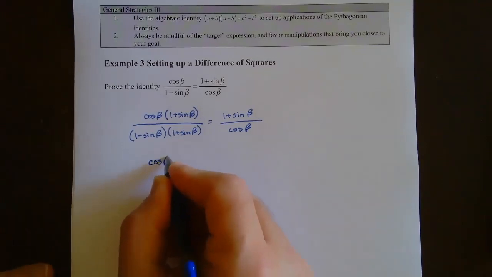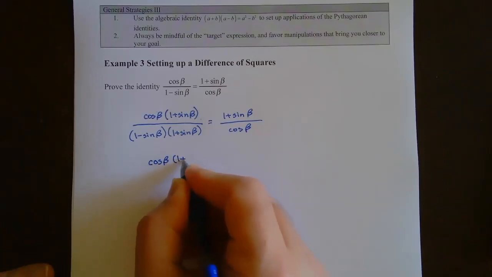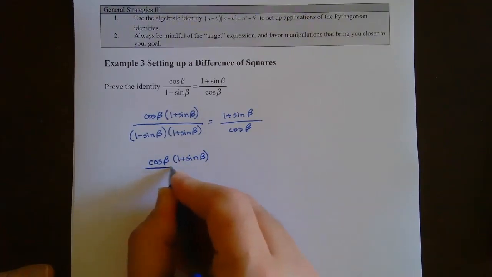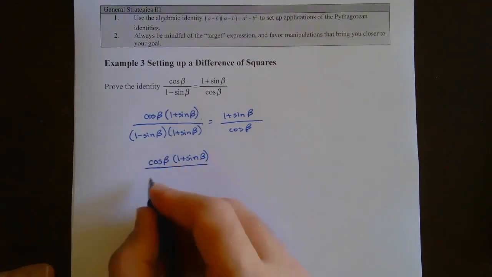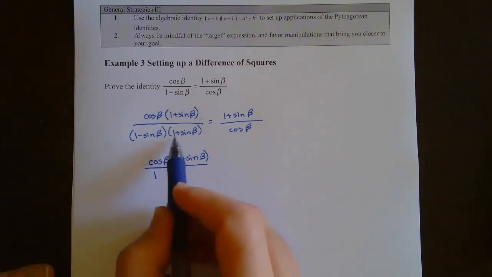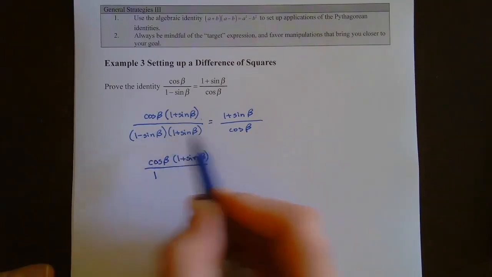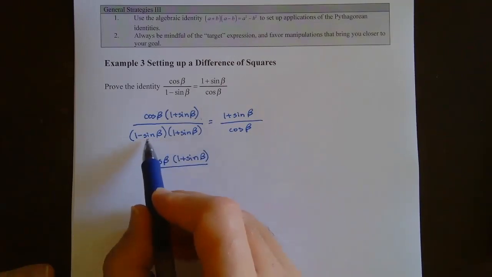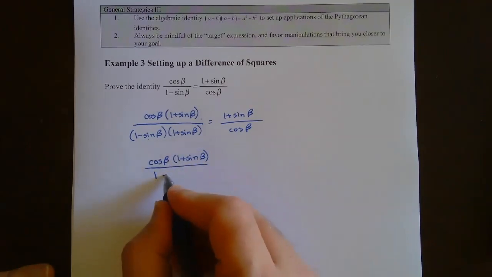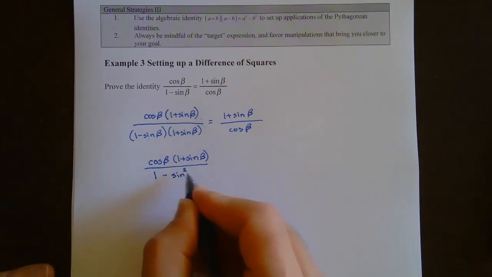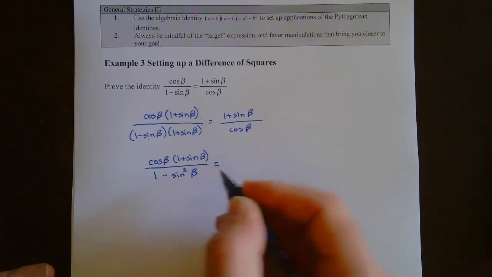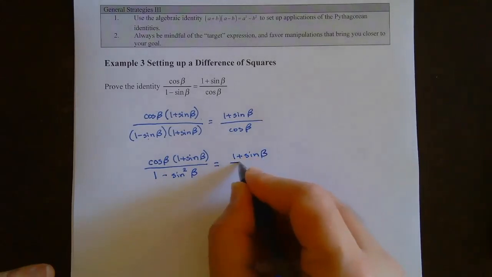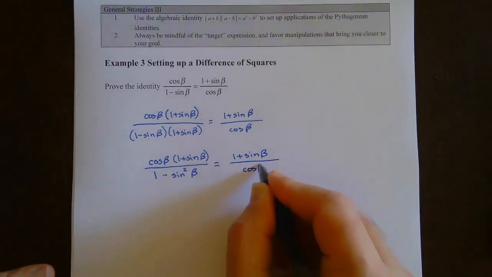So cosine beta times 1 plus sine of beta over, if I multiply this out, I would get 1, because 1 times 1 is 1. Then 1 times sine beta is positive sine beta, and negative sine beta times 1 is negative sine beta. Those cancel, and we're left with negative sine beta times positive sine beta, that'd be minus sine squared beta. And this is equal to 1 plus sine beta over cosine beta.